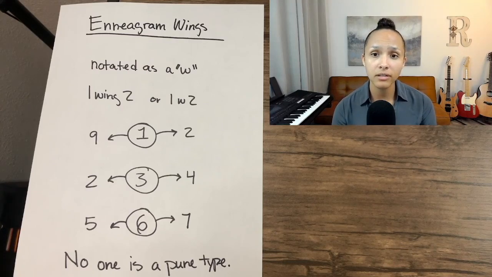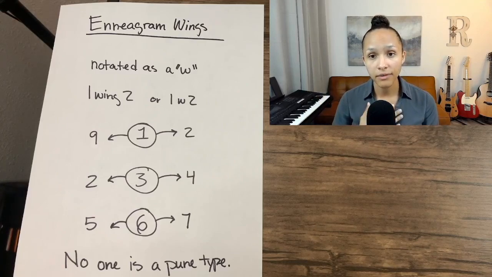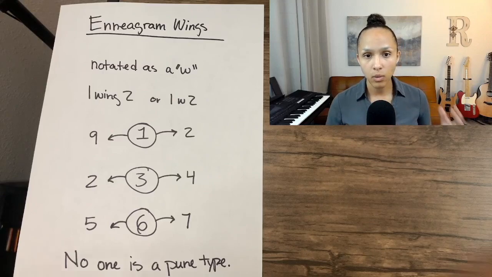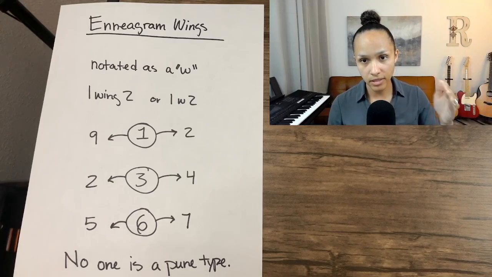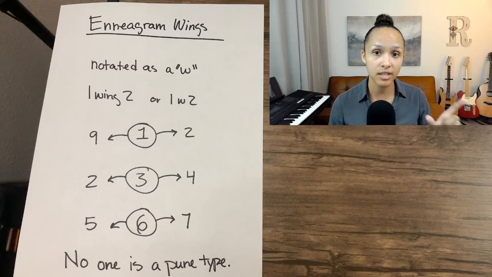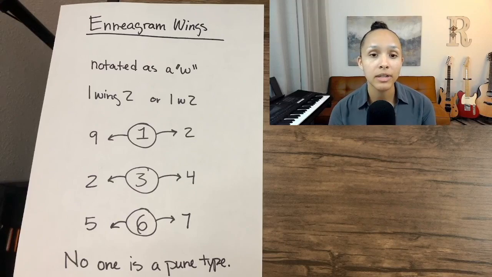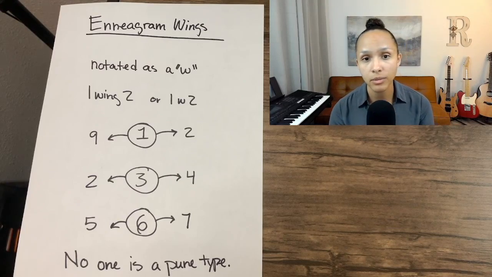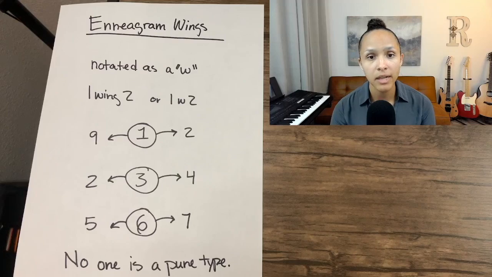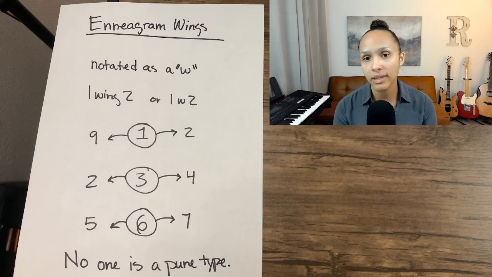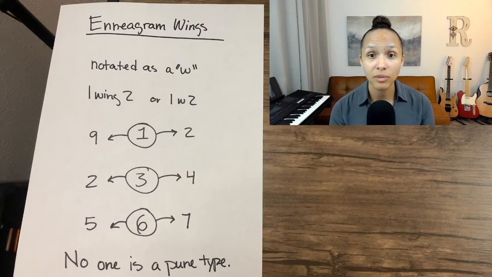So the wings are always the types right next to the core type around the circle of the Enneagram. So when looking at the 1, it does circle around and touches the 9. So its two adjacent types are the 9 and the 2. So as a type 1, you could have a 9-wing or you could have a 2-wing. You'd never see a 1-wing 7 or a 1-wing 5. We're looking at what is nearby.